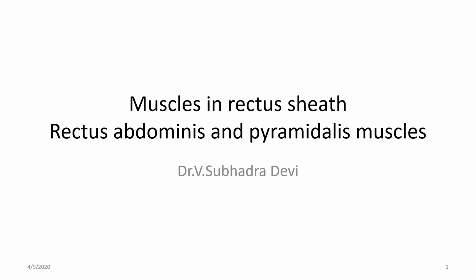Dear students, we will discuss the rectus abdominis and pyramidalis muscles. These are the muscles which are placed in the rectus sheath. That's why they are called the muscles of the rectus sheath. And this rectus sheath is formed by the three muscles in the anterior abdominal wall.